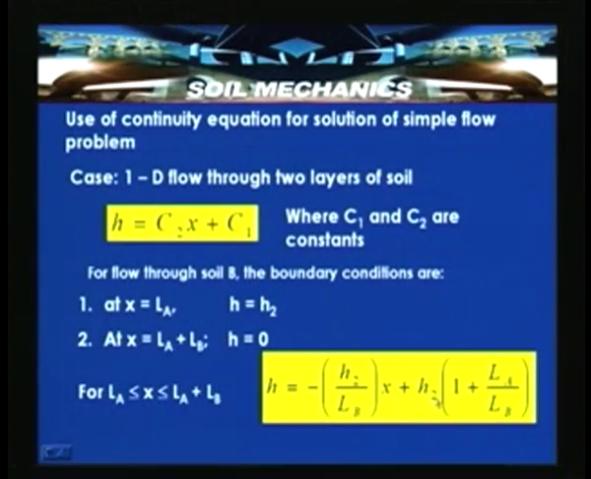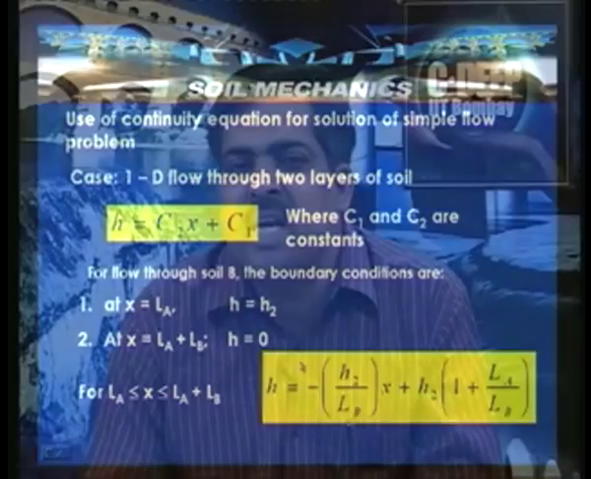Now substituting this and solving for the boundary conditions, for x ranging from LA to LA plus LB, we get h is equal to minus H2 by LB x plus H2 into (1 plus LA by LB). So this is for the region of flow through soil B. This is valid from distance LA to LA plus LB, that is, the right hand side end of the container which we are considering.